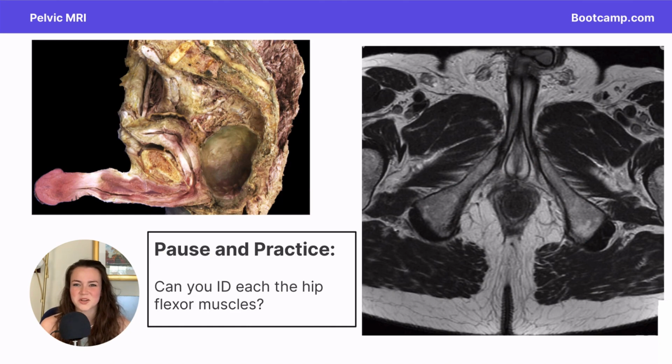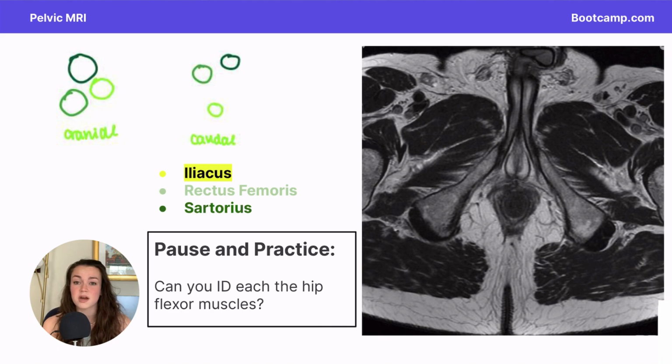All right, so let's take a second to pause here and see if on this image you can identify and name the 3 hip flexor muscles. So go ahead and pause the video, give it a try, otherwise I'll give you the answer. So remember, now we're in a much more caudal slice, right? We're right towards the bottom at the level of the perineum. So your sartorius is going to be up top here. Your rectus femoris is in the middle. And your iliacus is all the way here in the back. And you can see now how much they've straightened out from that triangular conformation.